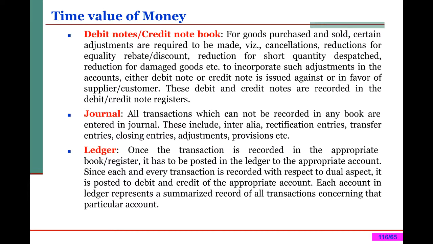Journal. All transactions which cannot be recorded in any book are entered in the journal. These include, inter alia, rectification entries, transfer entries, closing entries, adjustments, provisions, etc. Ledger. Once the transaction is recorded in the appropriate book/register, it has to be posted in the ledger to the appropriate account. Since each and every transaction is recorded with respect to dual aspect, it is posted to the debit and credit of the appropriate account. Each account in the ledger represents a summarized record of all transactions concerning that particular account.